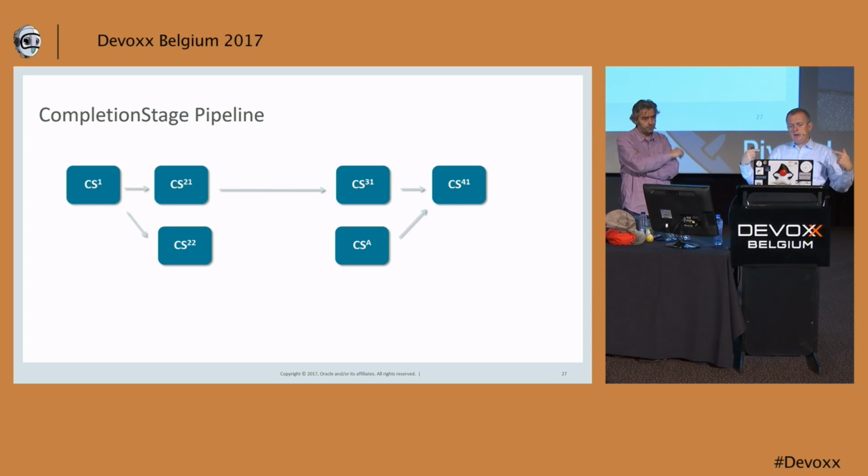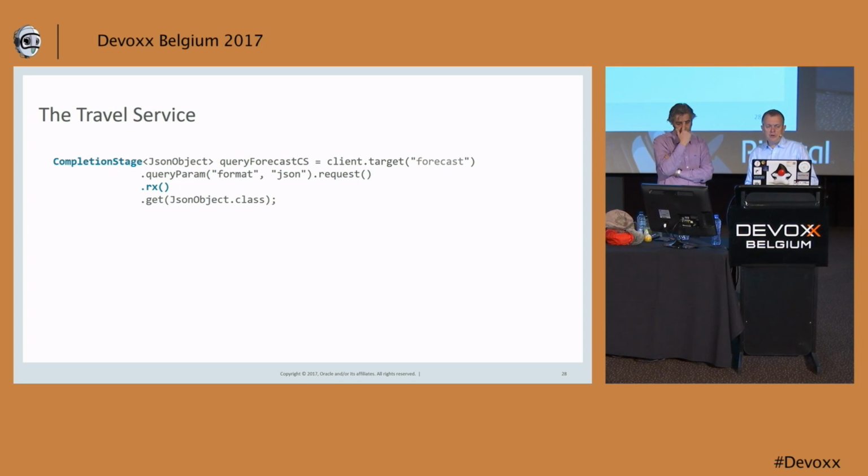Now, how can we move that to our example travel agency service? We have the client target forecast that is going to ask for the forecast of the destination once we get the destination. We call this rx method from the JAX-RS API that will, in fact, create an asynchronous task and return this completion stage object.